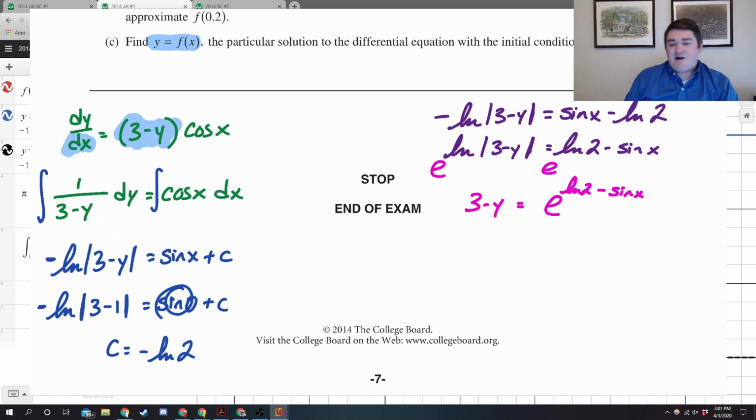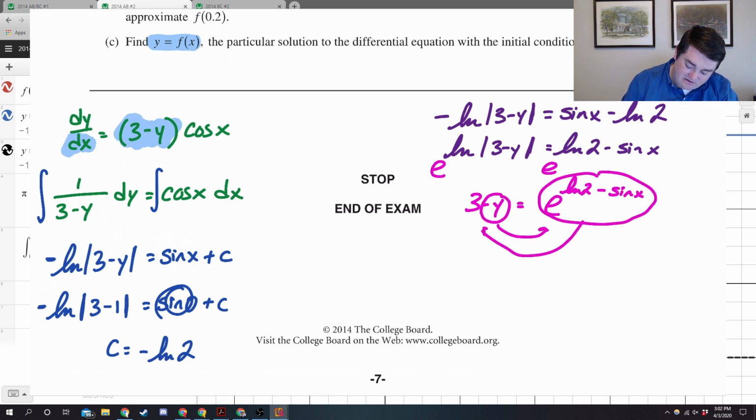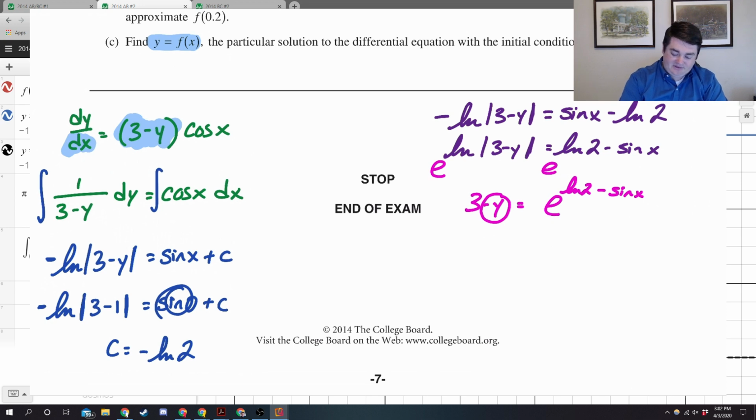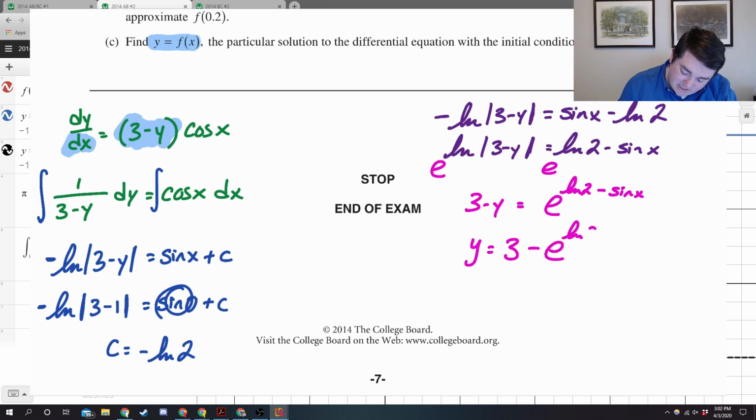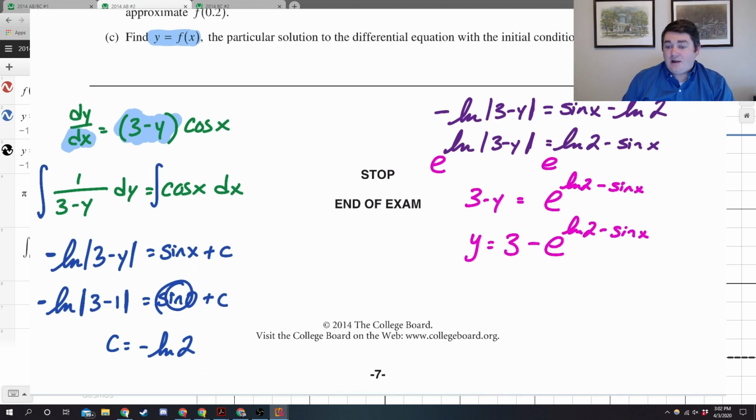To get y by itself, I'm going to basically add y to this side and subtract all of this over there, trying to keep it simple. So y equals 3 minus e to the natural log of 2 minus sine x. That is y by itself. That is certainly a boxable and runnable answer.